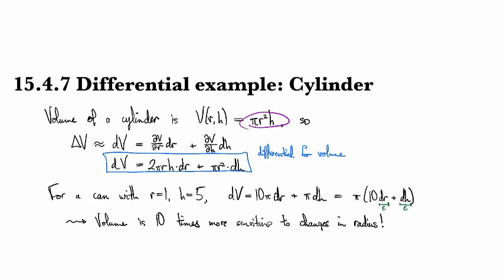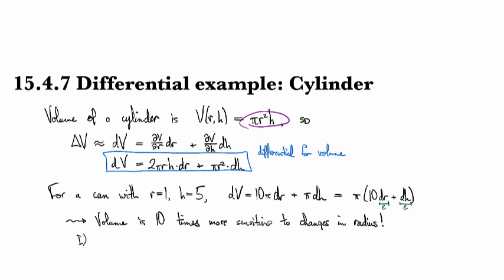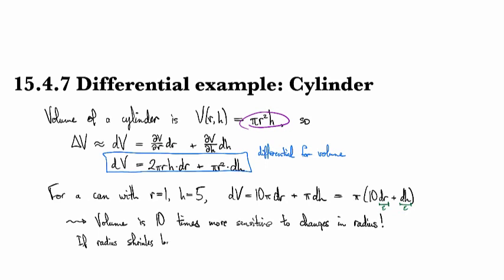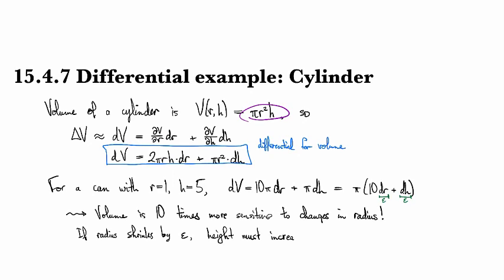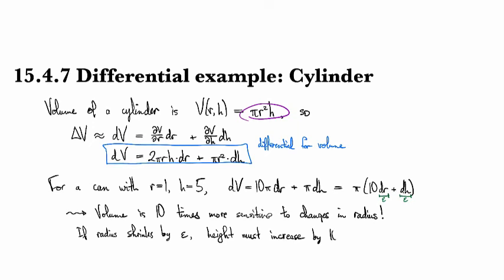So, in other words, if the radius say shrinks by some small amount, like 0.1 inches or something like that, then in order to keep the volume the same, height must increase by 10 epsilon.